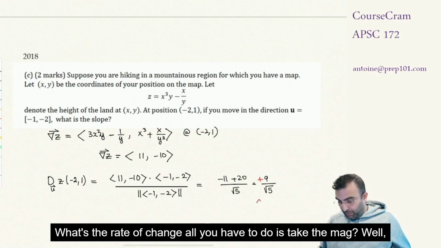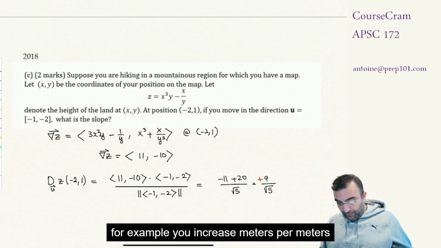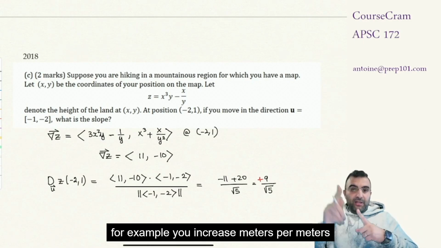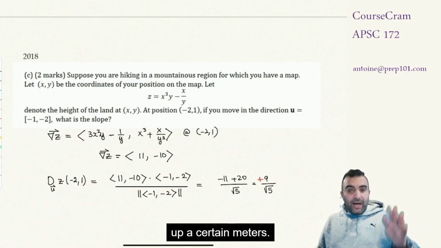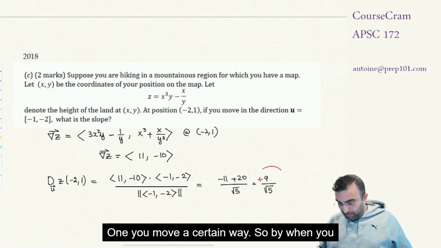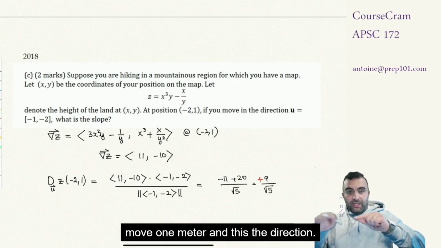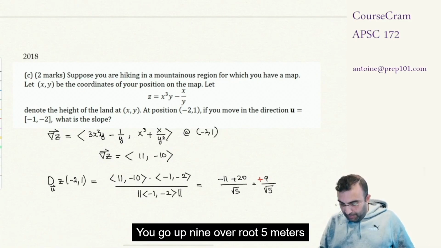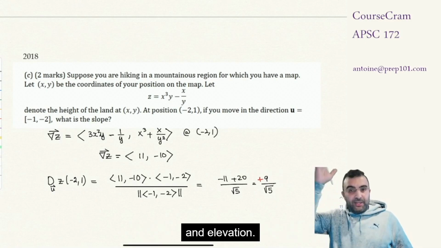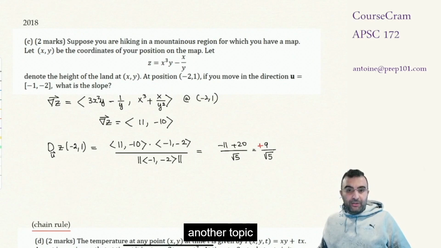What's the rate of change? All you have to do is take the, well, this is the rate of change, 9 over root 5. Let's say, for example, you increase meters per meter. You go up a certain number of meters when you move a certain meter. So when you move 1 meter in this direction, you go up 9 over root 5 meters in elevation. So now to another topic.